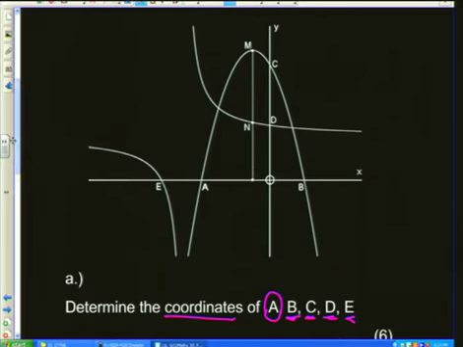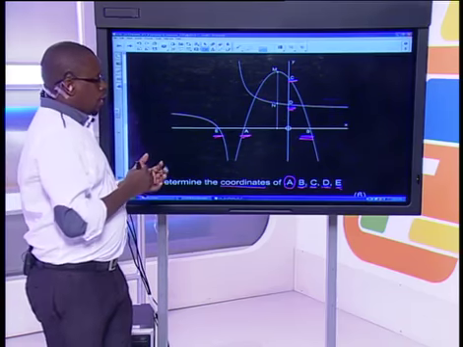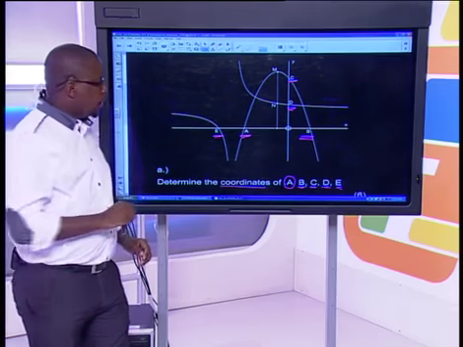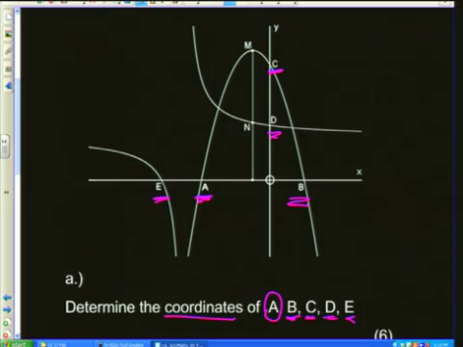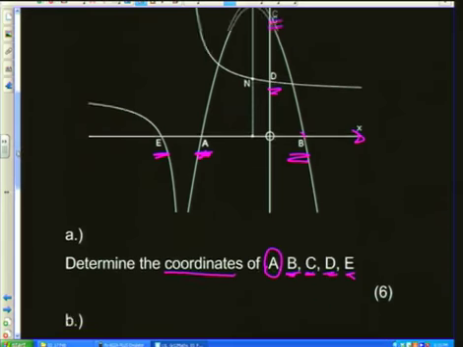Now, first of all, we have to work out what A, B, C, D, and E are. But before we look at those questions, you need to tell what they are in that particular function. In this case, A is on the x-intercept of the graph, and B also is on the x-intercept, right? And C is the y-intercept of your parabola, D is the y-intercept of your hyperbola, and E is the x-intercept of your hyperbola.